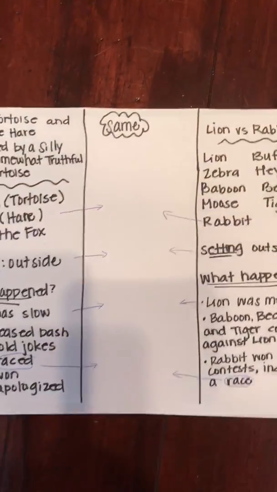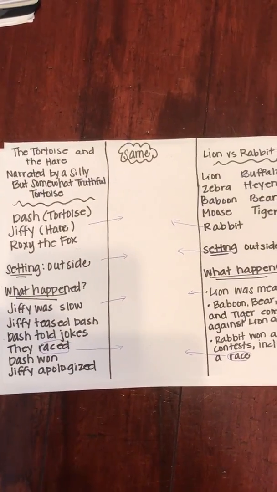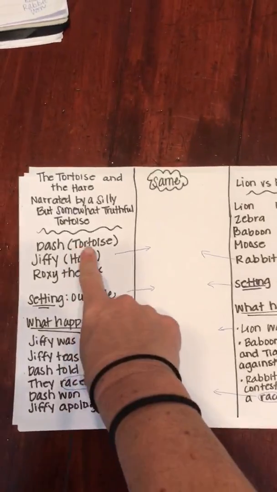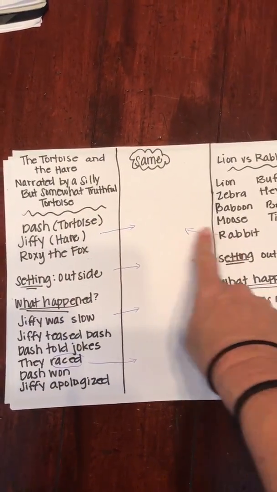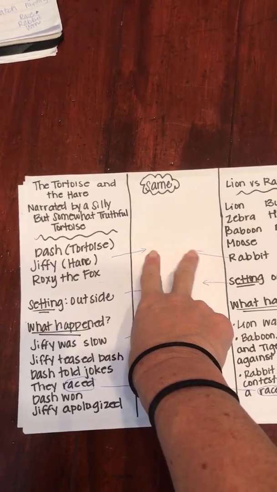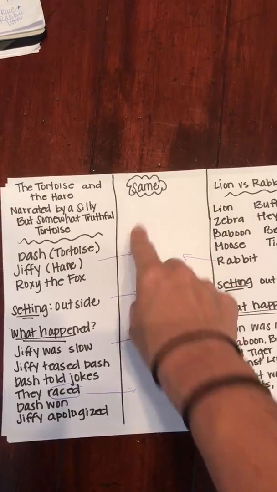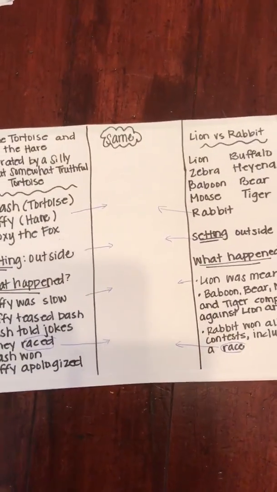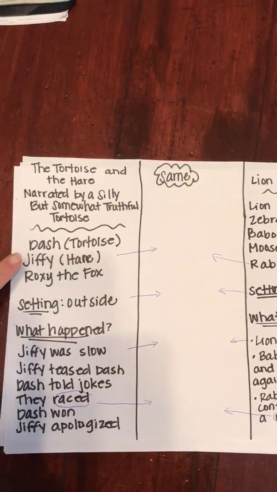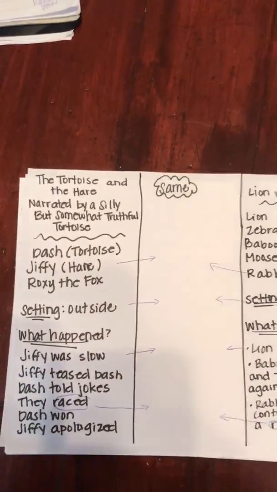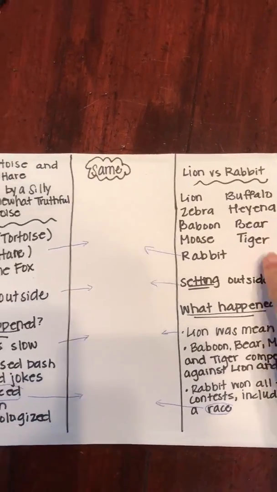So let's start by comparing the characters. What characters do you see that are the same? Jiffy the hare, the rabbit, and Rabbit were in both stories. So we had a rabbit in both, so I've drawn arrows to the same to show that that's the same in both stories. In Tortoise and the Hare, we also had Dash and Roxy the fox, but we do not have a tortoise or a fox in Lion versus Rabbit.